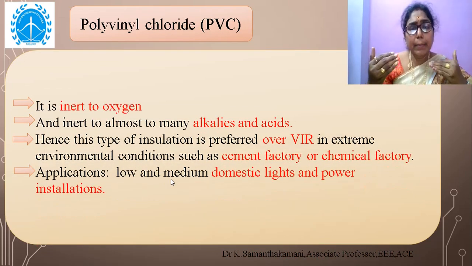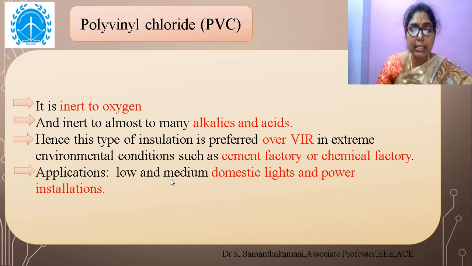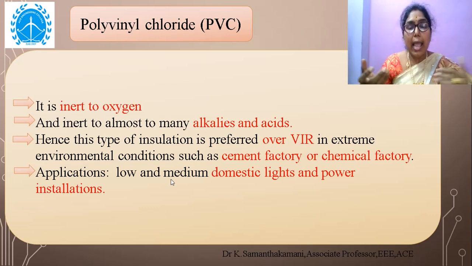An important point about PVC is that it is inert to oxygen, and it does not undergo chemical action with alkalis and acids. That is the most important point if we compare PVC with the other insulating materials. This type of insulation is provided over the VIR in extreme cases, such as environments like cement factories or chemical factories, because there is a chance of interaction with acids and similar substances. The main application of PVC is low and medium domestic lights and power installations.